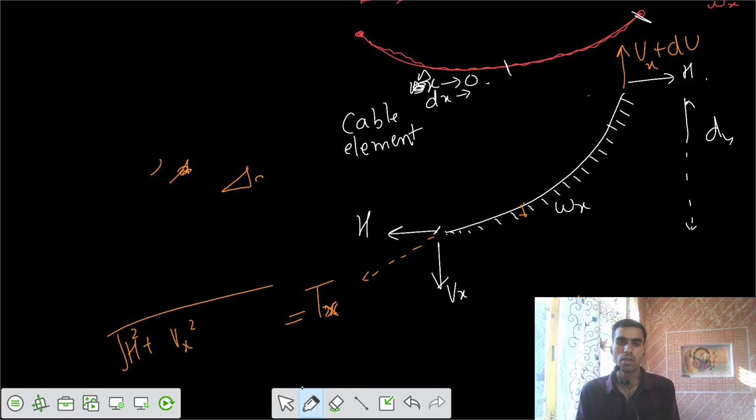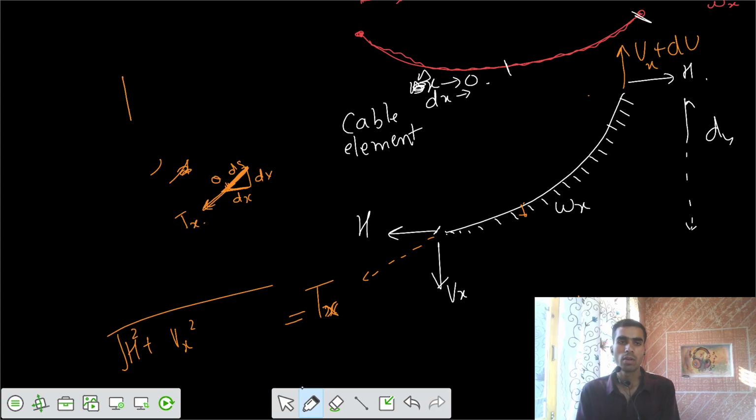We have this as your dy, this as your dx, and we have some theta. Along the direction of the member, along this member part, this is your small ds. Along the line, there we have some tensile force of Tx.